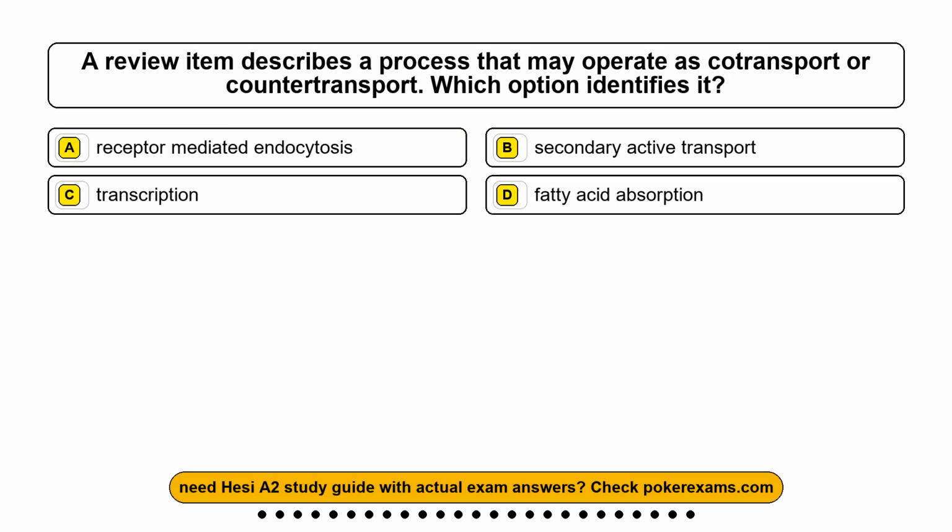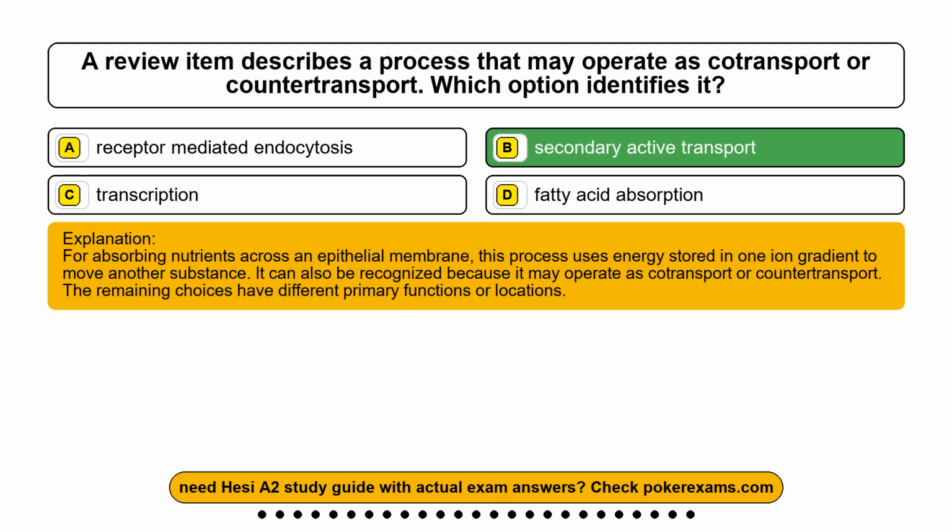Question 15. A review item describes a process that may operate as cotransport or countertransport. Which option identifies it? Option A, receptor-mediated endocytosis. Option B, secondary active transport. Option C, transcription. Option D, fatty acid absorption. The correct answer is option B, secondary active transport.